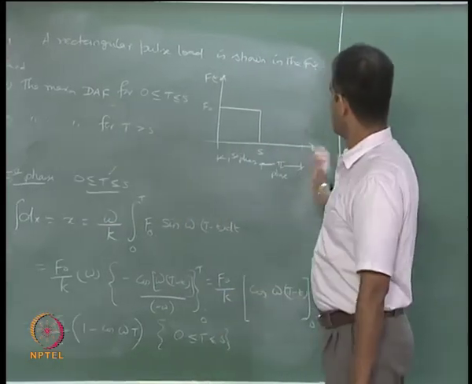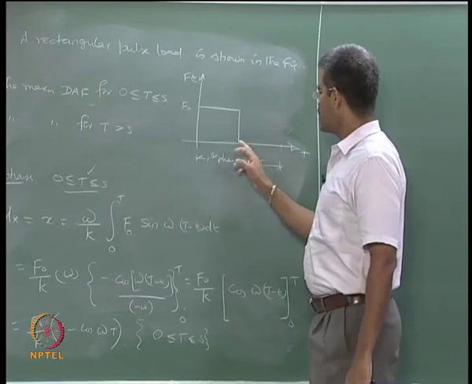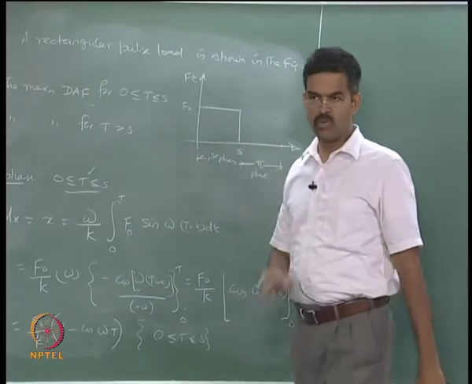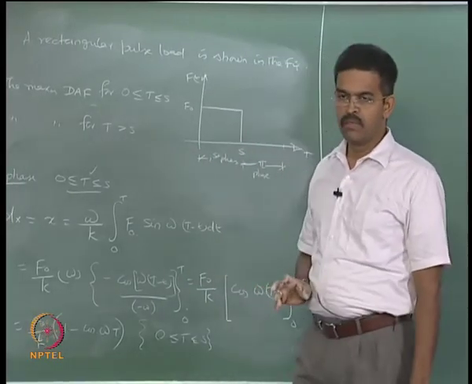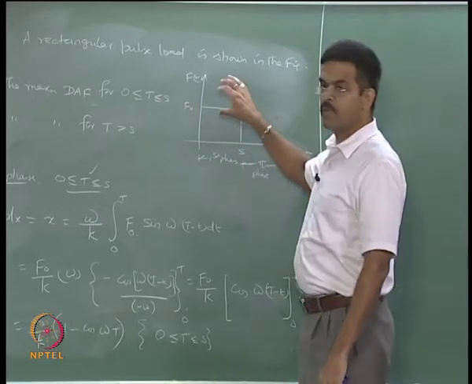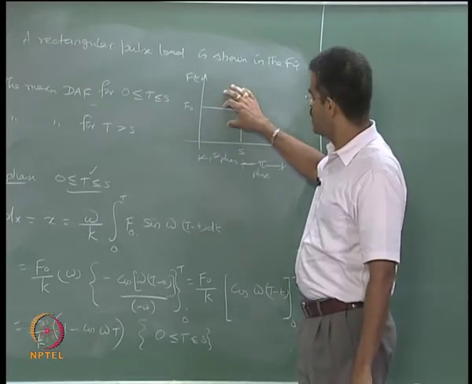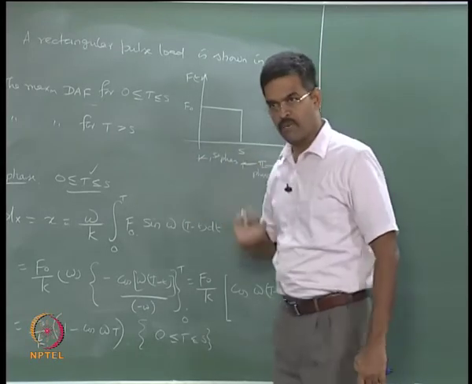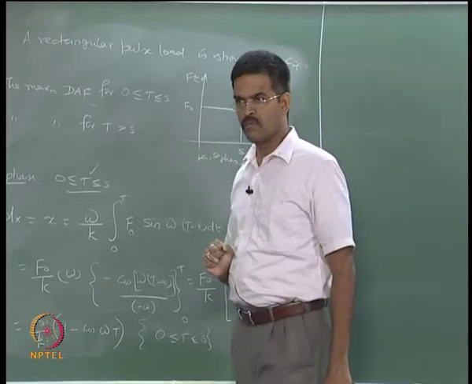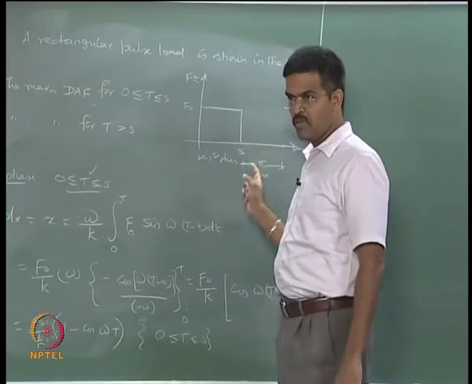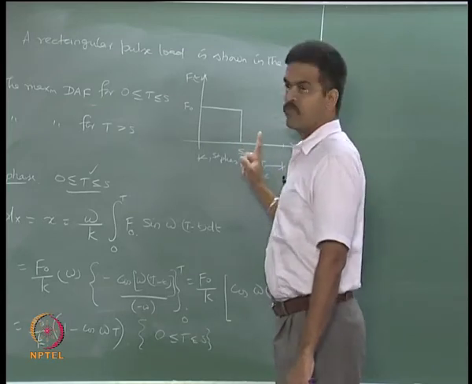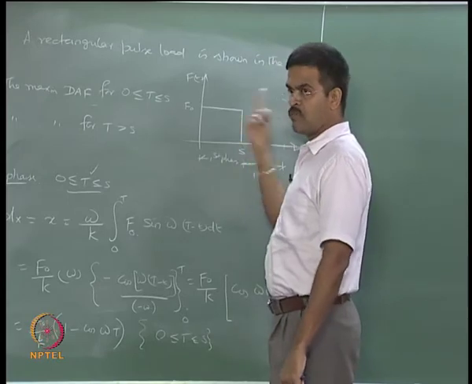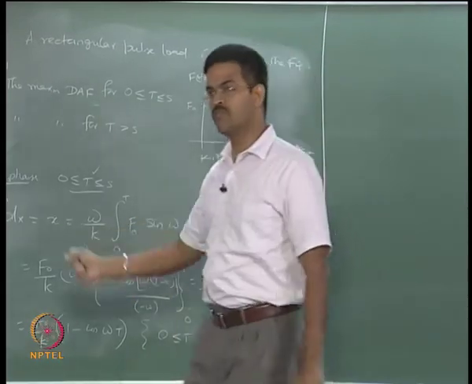Now, the second phase: at t becomes s, or t greater than s, F naught is 0, there is no load, but the free vibration of the system with the response at t equals s will be there, because the system is going to respond here. So, we already have a general equation of x of t; we must find out x of t at s and x dot of t at s. That will be my solution for my second part of the problem.